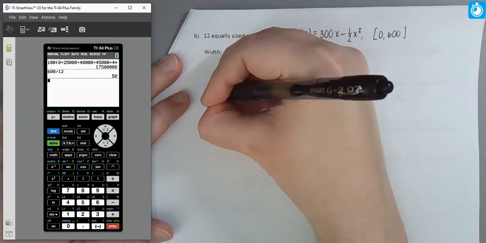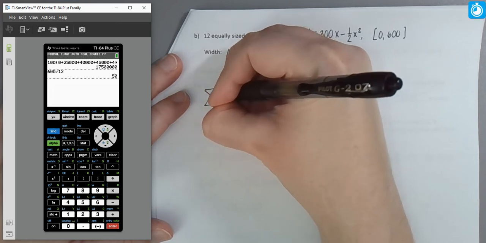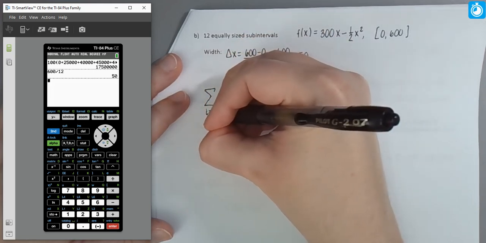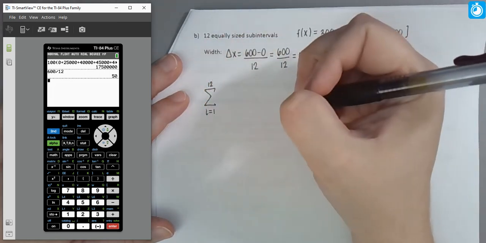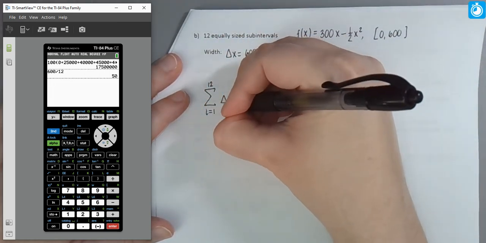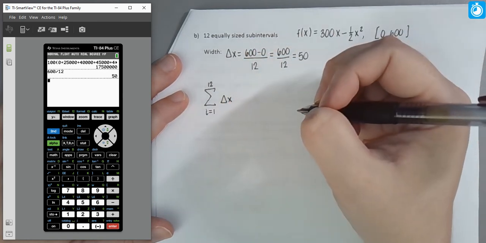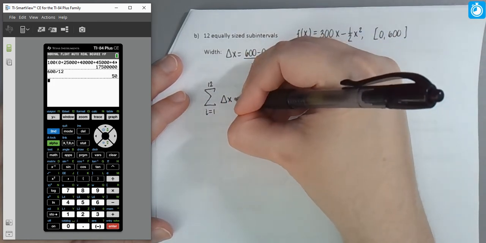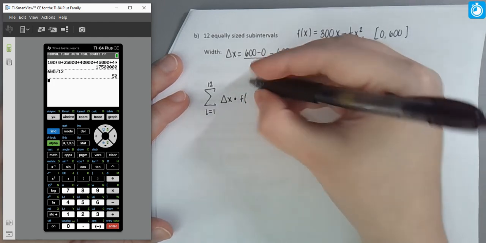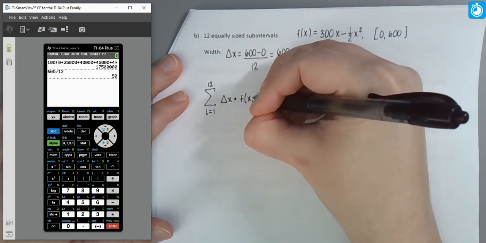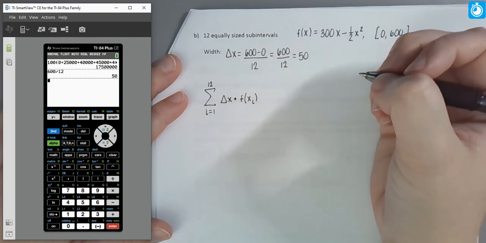Okay, so let's set up our sum. So we're taking the sum from one rectangle up to 12 of delta x, the width for each rectangle, times the associated height, which is going to be the function value at each of those x values.